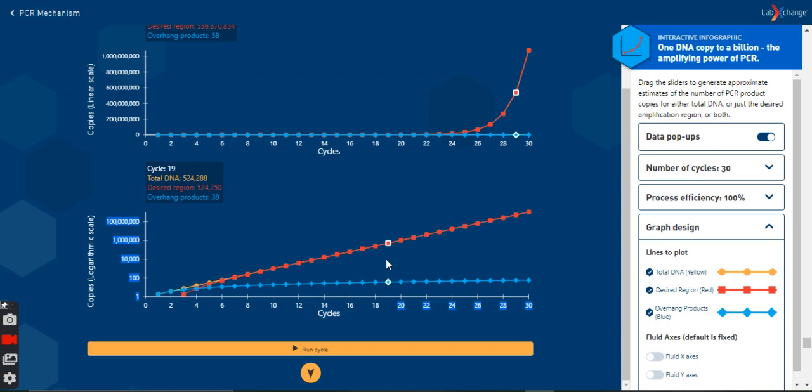As we can see, these are the length and the desired region of cycles, in which we can see this number of cycles here.